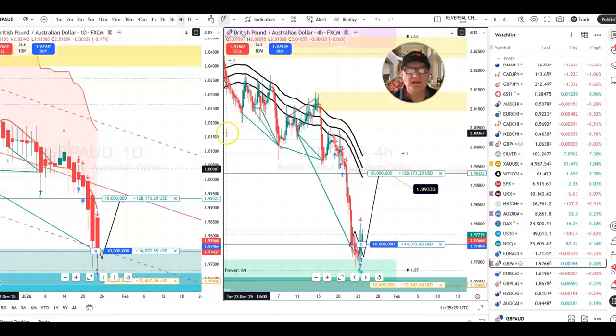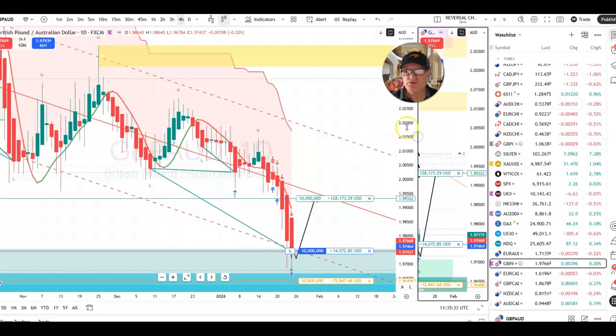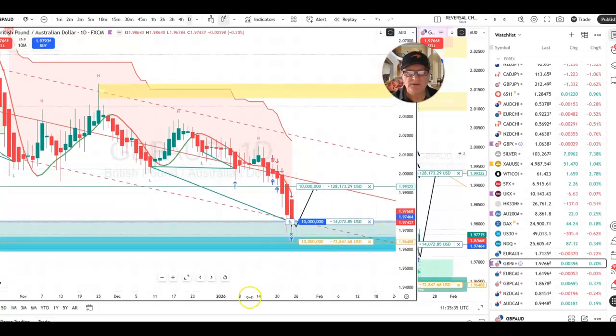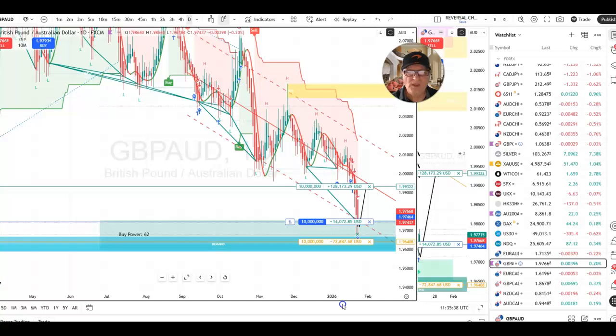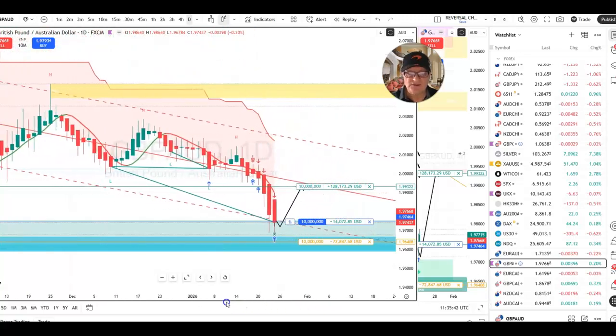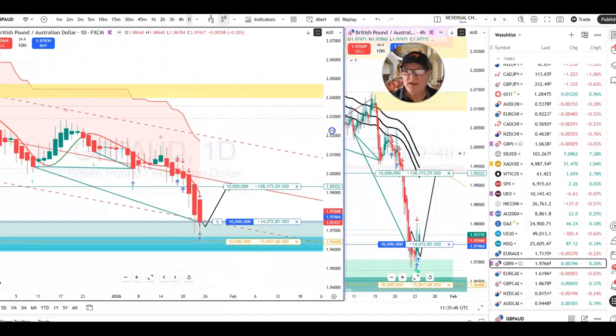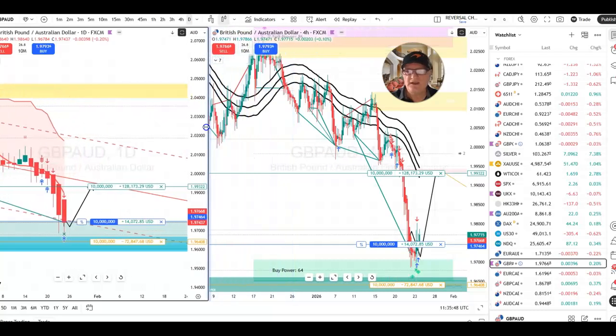The daily is on the left. Okay, and we can see it's in a very strong demand zone. How do we know it's strong? Buy power of 62. Okay, so this is only a correction. You know, it's not going to go to the moon. Well, it might not go to the moon, but it doesn't need to go to the moon, does it, at the end of the day?